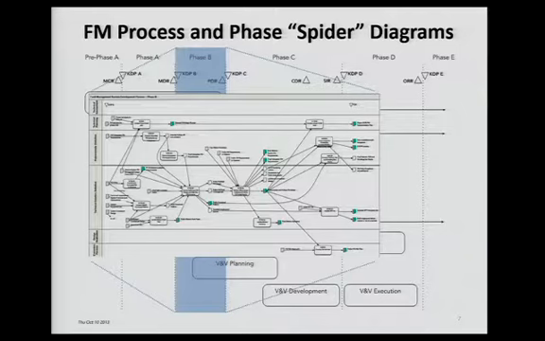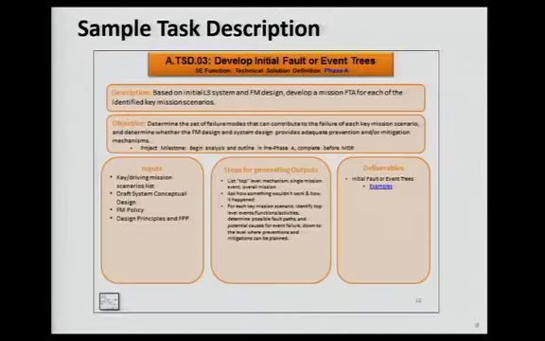Okay. So for example, this box here is a task, and the output is a product that then feeds into another task and comes out with another product. Okay. And then this is a blow-up of one of those boxes.